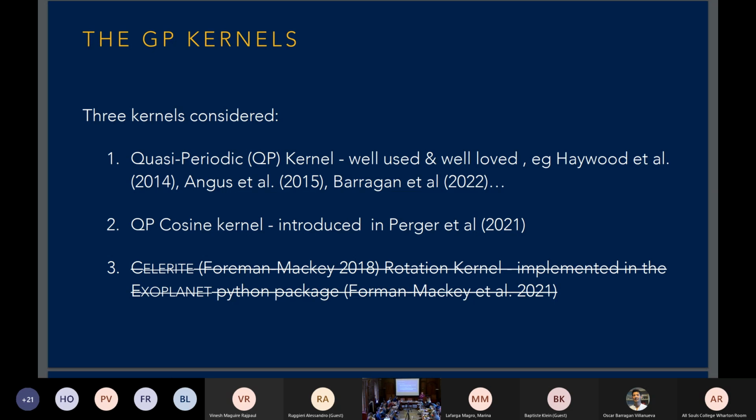I've also been investigating the celerite rotation kernel, but I'm not going to present those results today because after discussions with Dan over the last few days, I can't trust the results that I've got. So it's going to take a little more time for me to really get to the bottom of that and understand what's happening with that kernel.